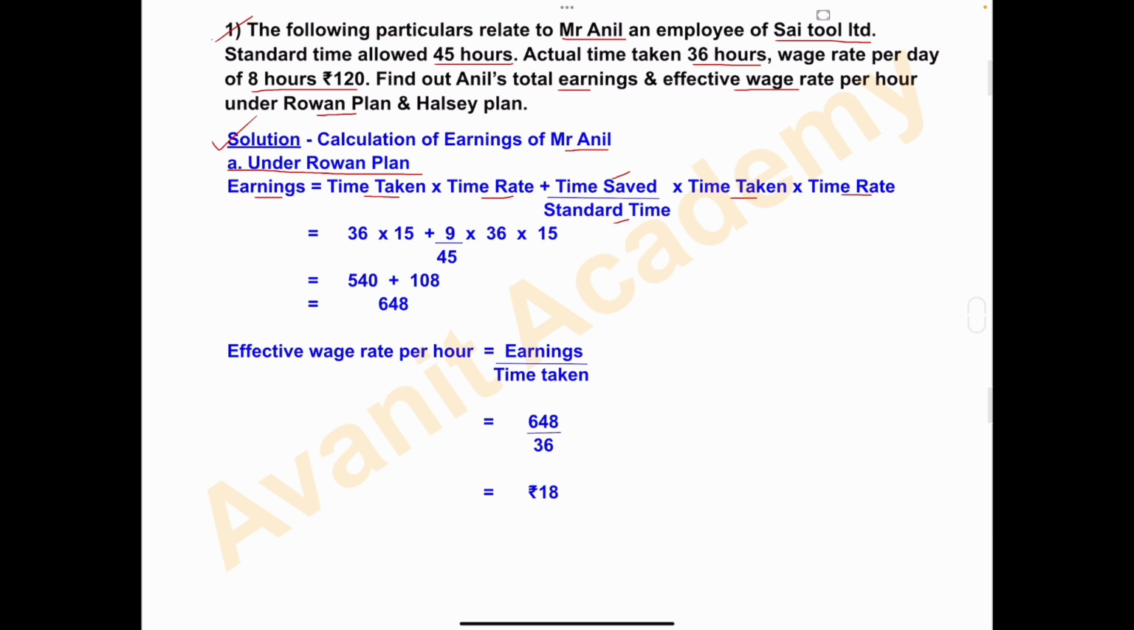Time taken: how many hours has Mr. Anil taken? See here, the actual time taken is 36 hours. Next is time rate per hour. It is not given in the problem. The wage rate for 8 hours is rupees 120, so we have to find out the wage rate for 1 hour.